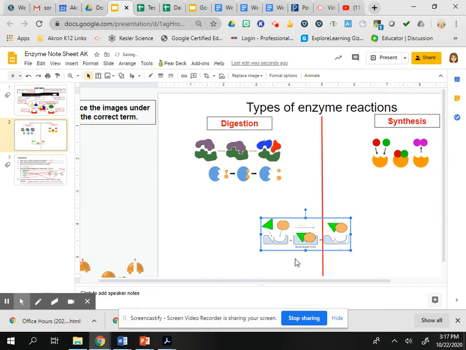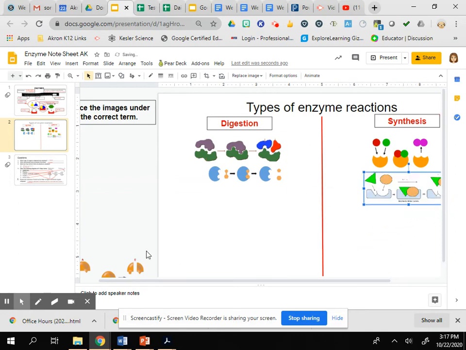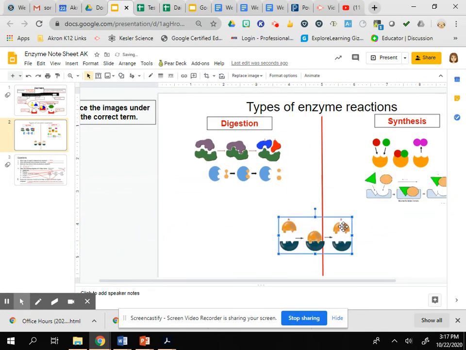Let's take a look at this one. All right, so we've got a triangle and a circle fitting into this piece. We've got two pieces, and they become joined by the end. So that looks like a synthesis reaction because we're making something bigger.